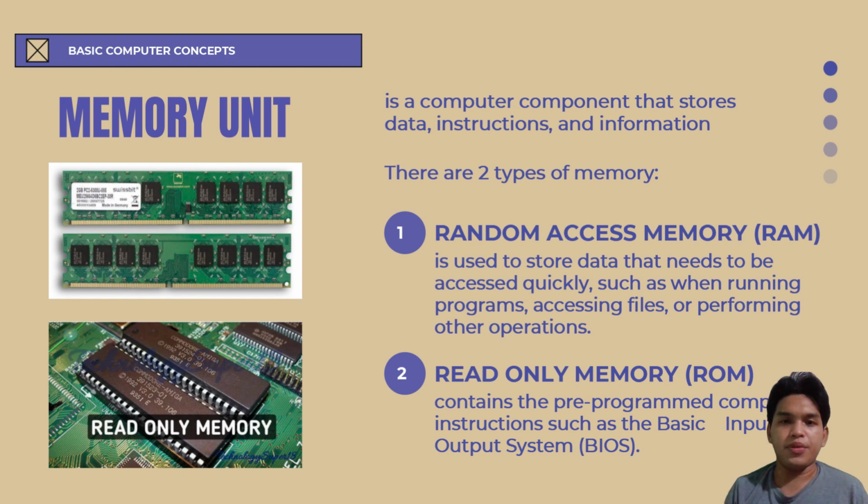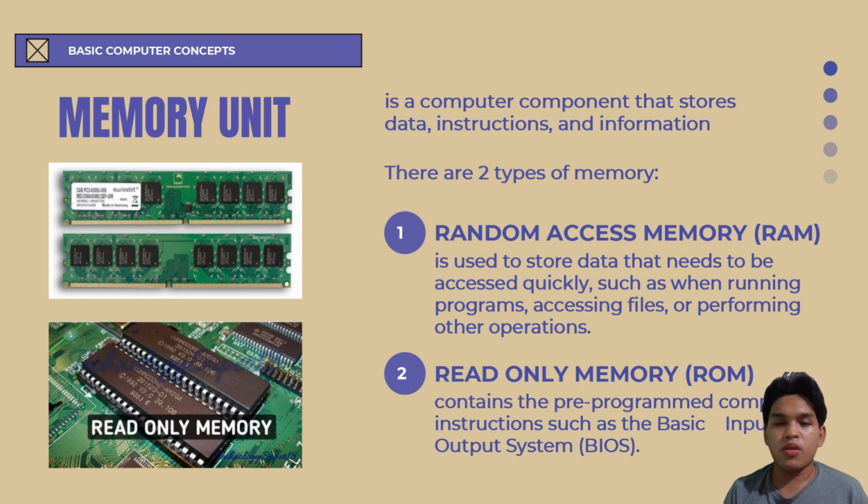Next, the memory unit. It is a computer component that stores data, instructions, and information. It is where the computer temporarily or permanently stores information. And there are two types of memory: the random access memory, also called RAM, and read-only memory, also called ROM. The first picture shows the RAM.